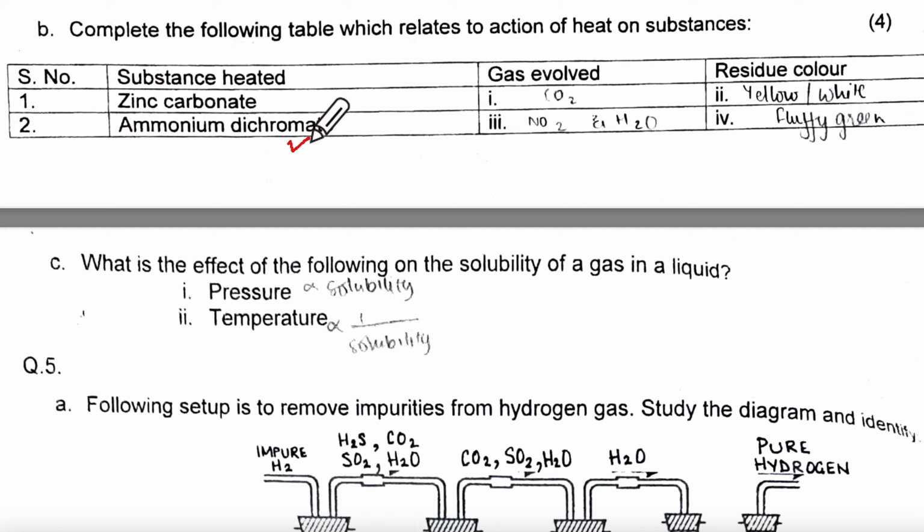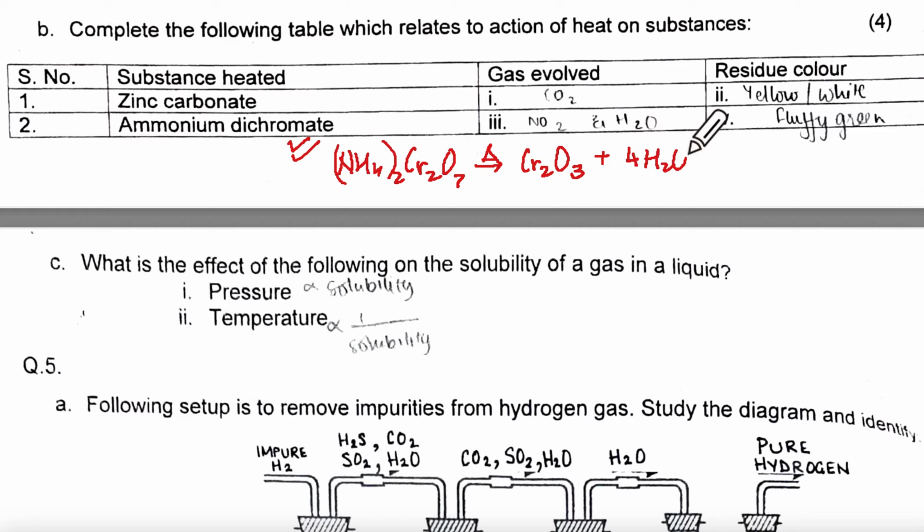Ammonium dichromate. Didn't I tell you this is an important reaction? Do you know it by heart? NH4 twice Cr2O7. On heating, what happens? It decomposes with what? Cr2O3, flashes of light, and gives green voluminous mass plus 4H2O plus N2. They will ask you, when this is heated, which gas is liberated? Tell. Okay, so residue color is fluffy green, green voluminous. Gases evolved, which one are there? Steam.